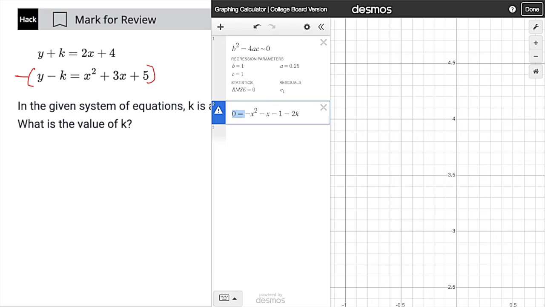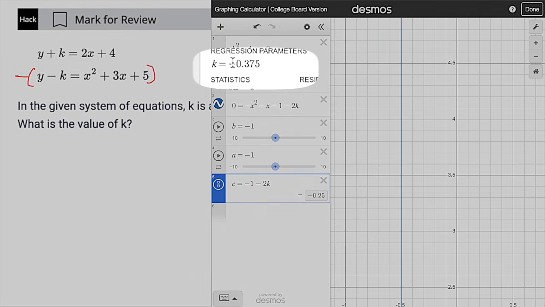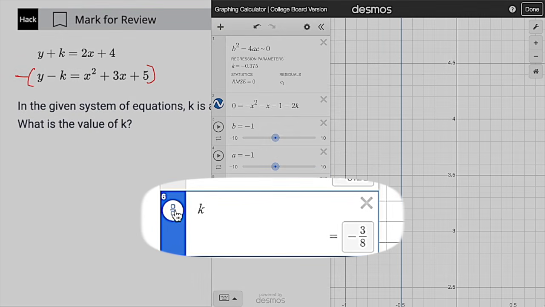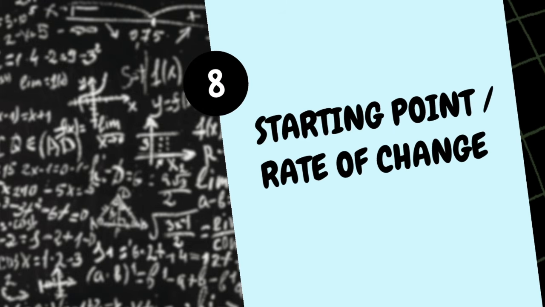So we can treat that as our actual quadratic, and now we're just using this as a reference to fill in our blanks. So in this case, b is negative 1, a is also negative 1, and c is negative 1 minus 2k. And now it's giving us an actual value for k. Boom, we've got that. Yeah, so k is going to be -3/8 for this one.